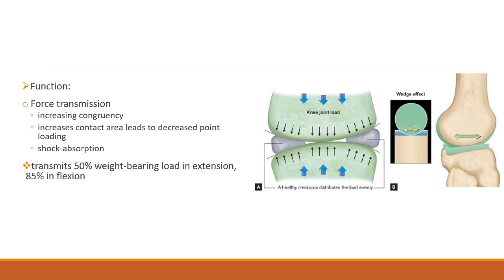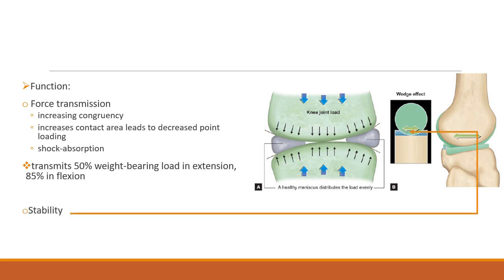50% of the weight is transmitted through the menisci in extension, while 85% of the weight is transmitted through the menisci in flexion. The meniscus itself acts as a secondary stabilizer. The wedge shape effect of the menisci on the medial and lateral aspect prevents the tibia from sliding anteriorly and posteriorly on the femur, so it adds to the stability of the ACL and PCL structures.